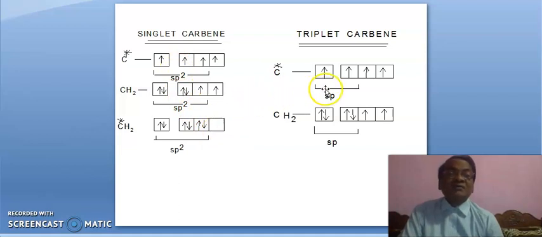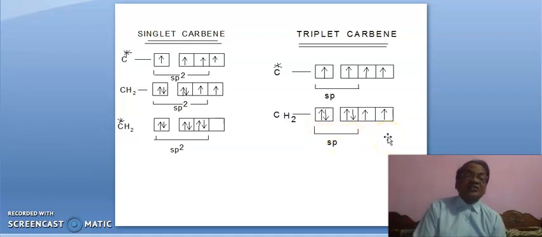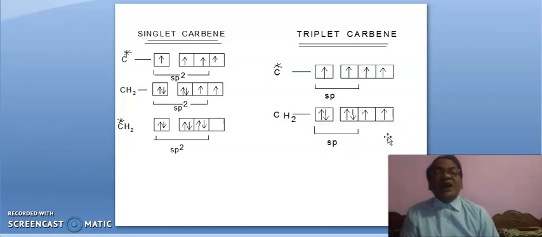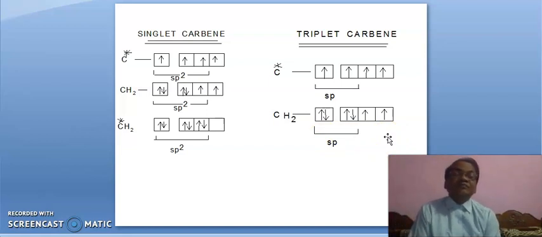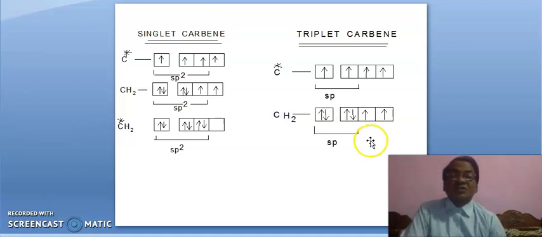What about triplet carbene? sp hybridization is taking place, and this electron of hydrogen pairs up, this electron of hydrogen pairs up. These 2 are unpaired electrons residing in unhybridized p orbitals. So here there is no need of extra energy. So triplet carbene remains in the normal state, so it is called the ground state. Clear?